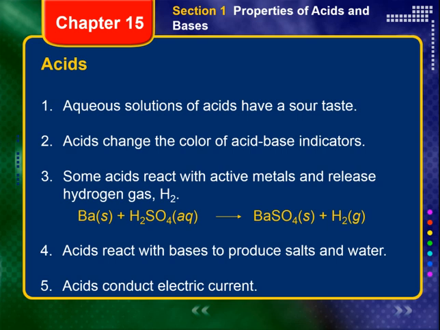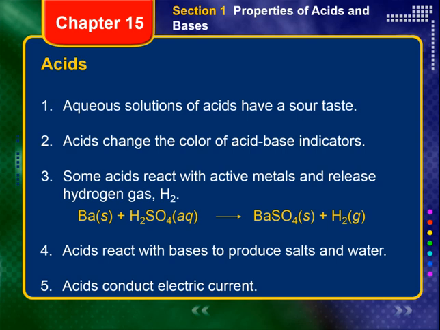Number 4, acids react with bases to produce salts and water. That's one of the easiest definitions of what acids do with bases. They produce salts and water. Now, the type of salts that they can make can vary wildly, but it's always going to be some sort of salt, an ionic compound, something from the left side of the periodic table, something from the right side of the periodic table, and water.